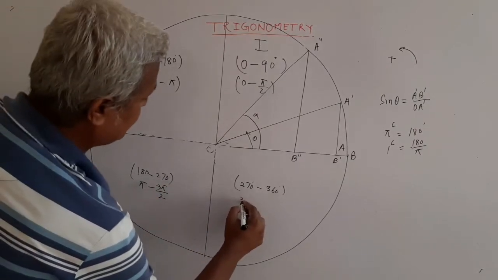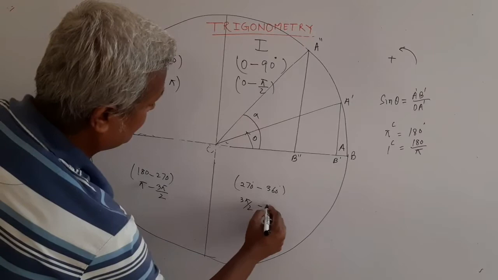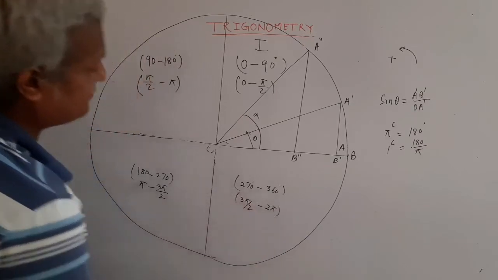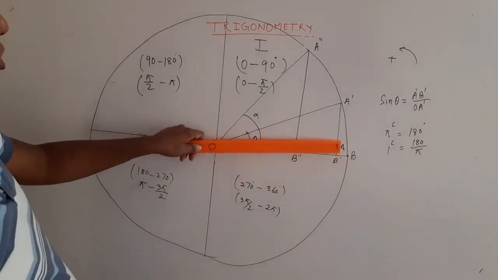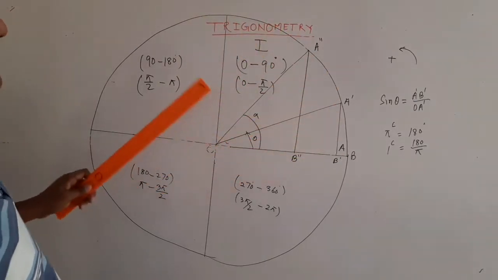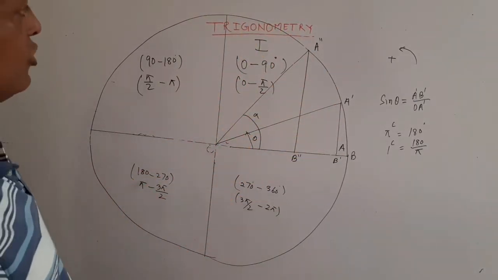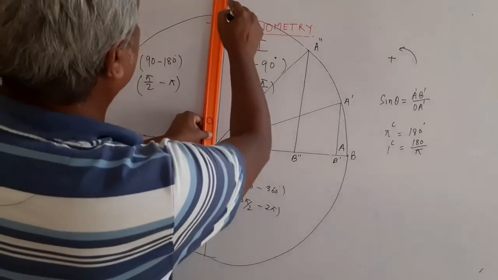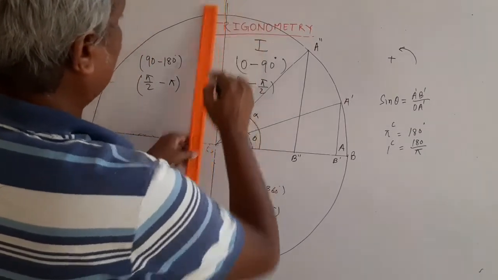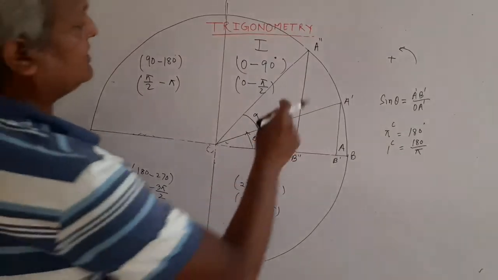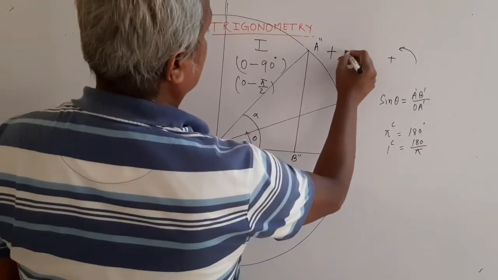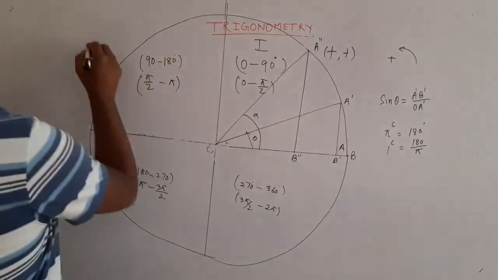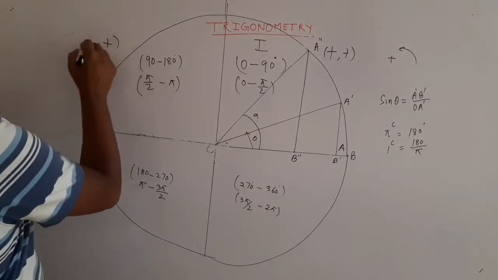And this is 3 pi over 2 to 2 pi. Now when you go beyond the first quadrant, you see that in the idea of coordinate geometry, we take any point in the first quadrant and represent it as positive, positive. Here we represent it as negative, positive.